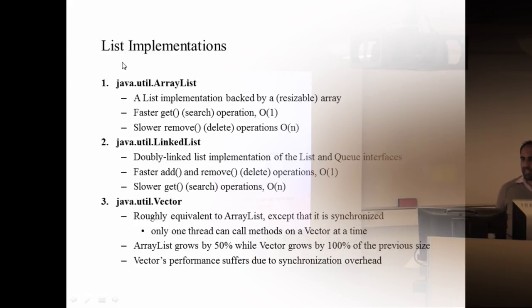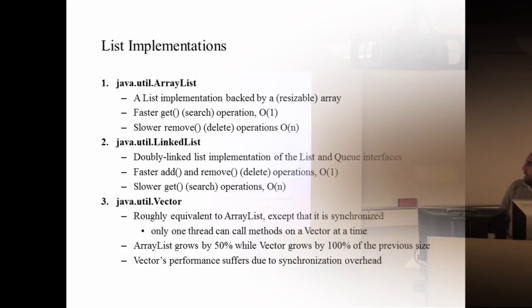But you can make this ArrayList implementation synchronized by yourself. On the other hand, if you don't want to do that, you can use the vector. Since it's synchronized, it will make sure that only one thread can access it at one time.